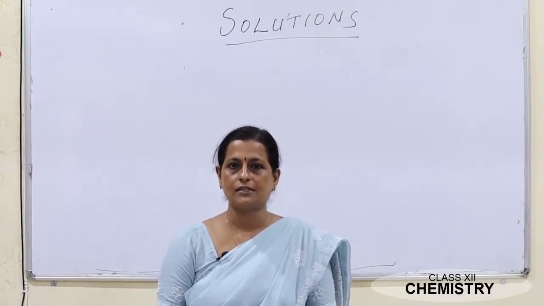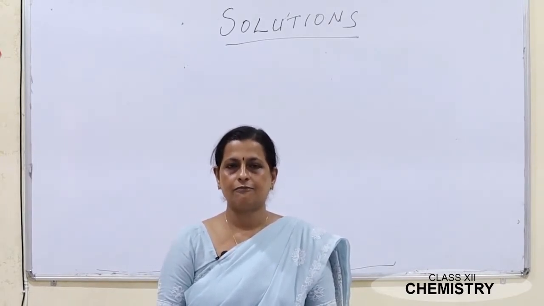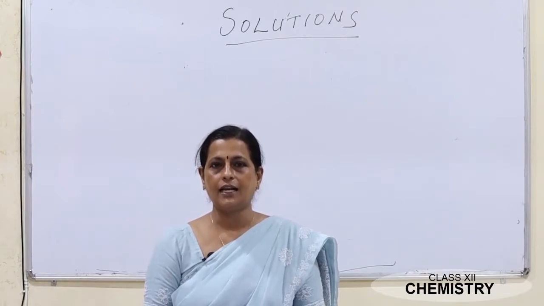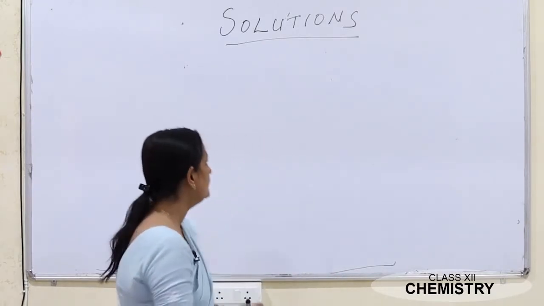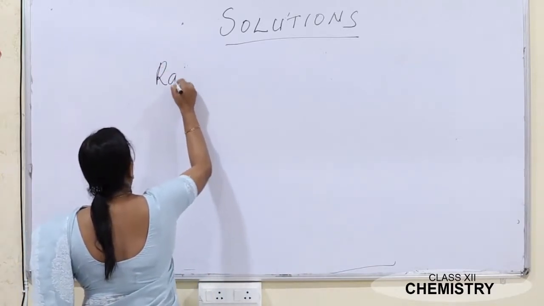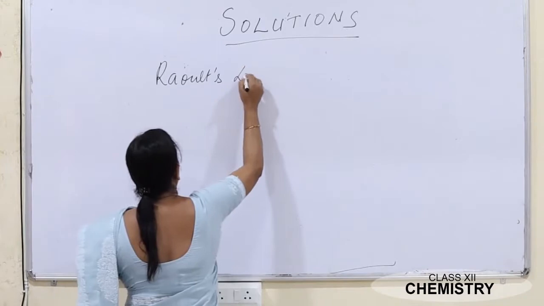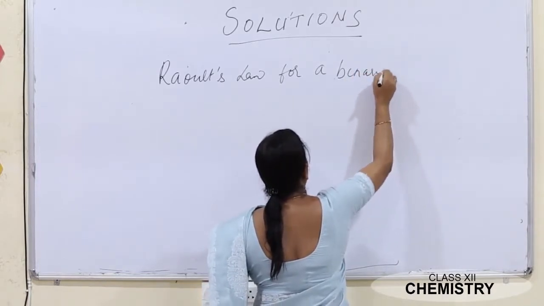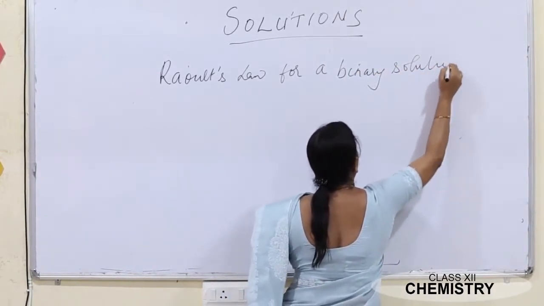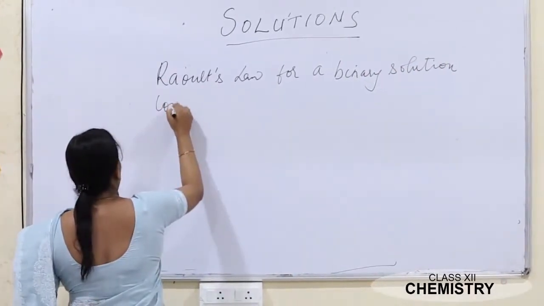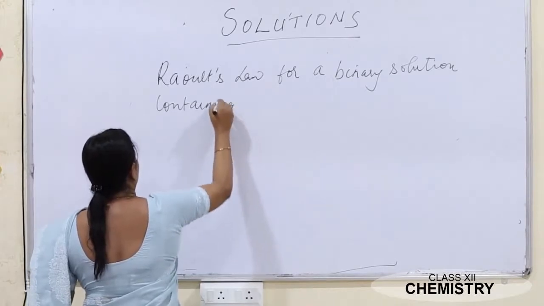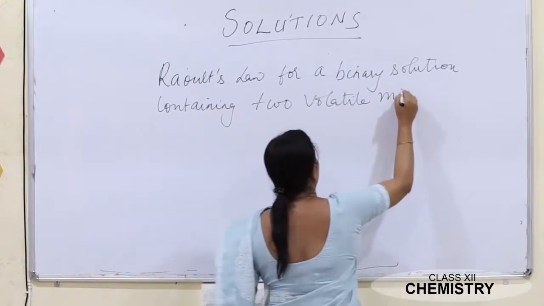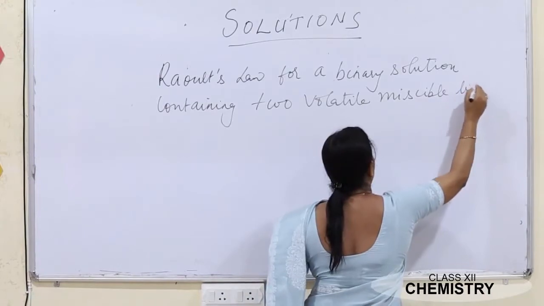Before teaching colligative properties of dilute solution, I'll just discuss once more Raoult's law for a binary solution containing two volatile miscible liquids.